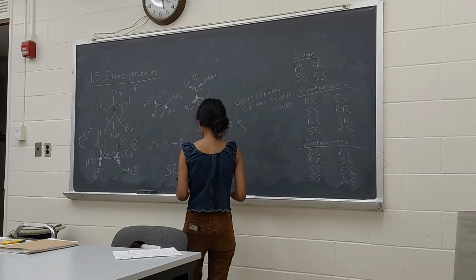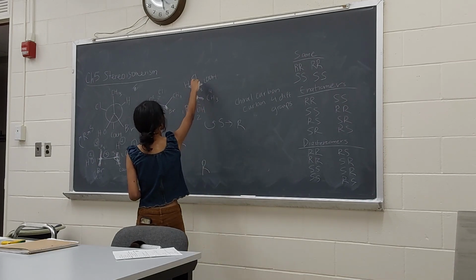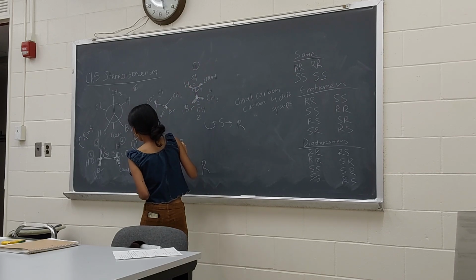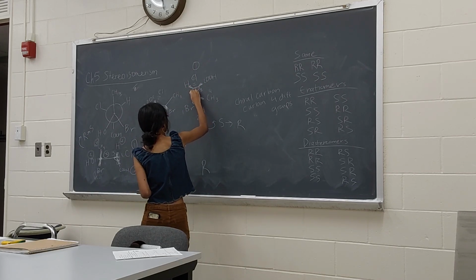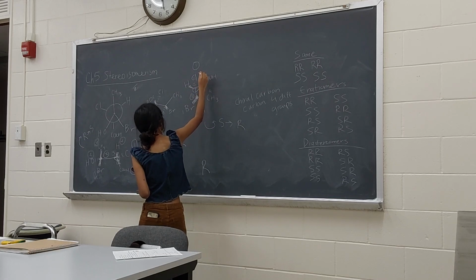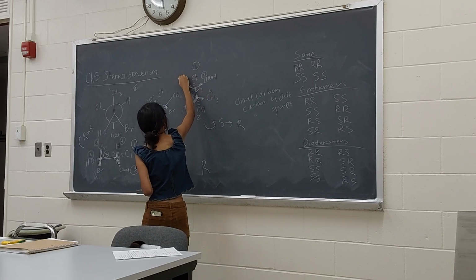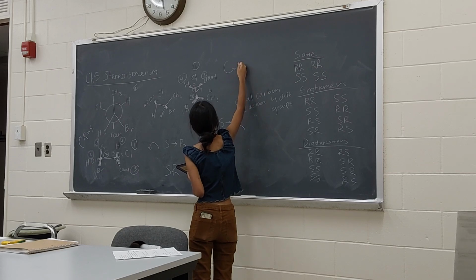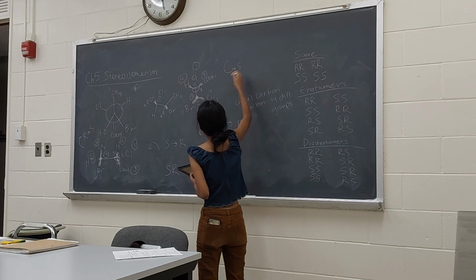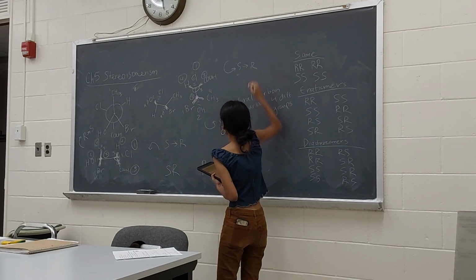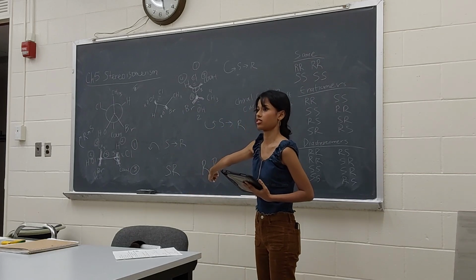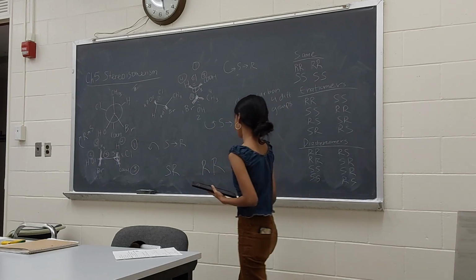That first. And then this one, same thing. Cl goes first, then this carbon. In that case, it's going counterclockwise as well. The fourth group is on the wedge, so also R. And what would those be? Diastereomers. I have a question.